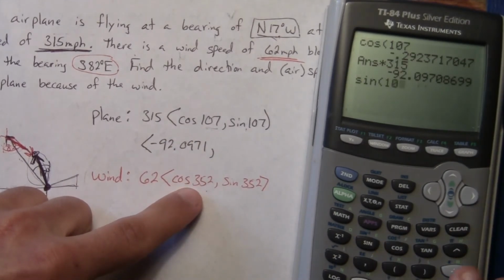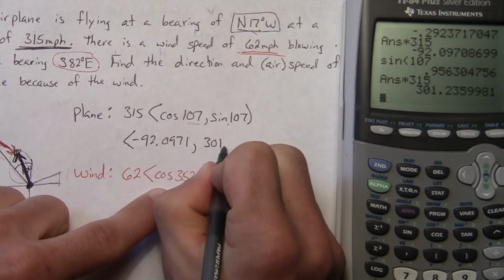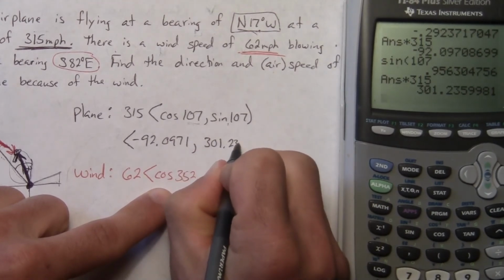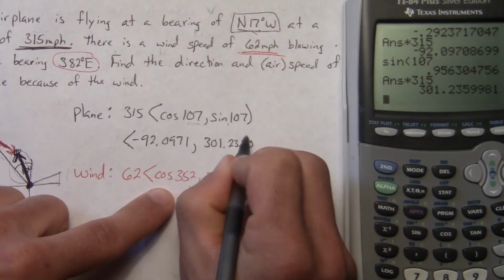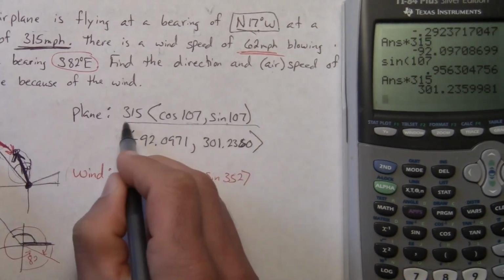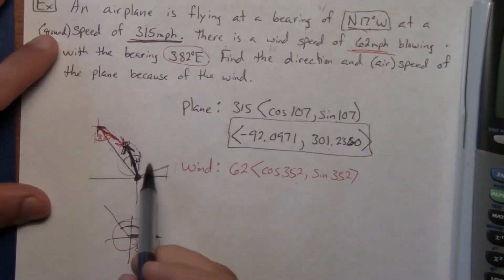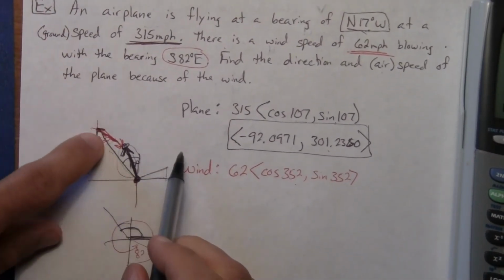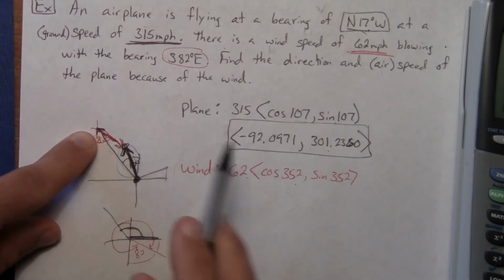So sine 107 multiplied by 315 should give me positive 301.2359. I guess that's going to be 60 when I round it. So there is my plane vector. That x and y coordinate or component is what's giving me that vector. Now when I do the wind vector, it'll give me this one.